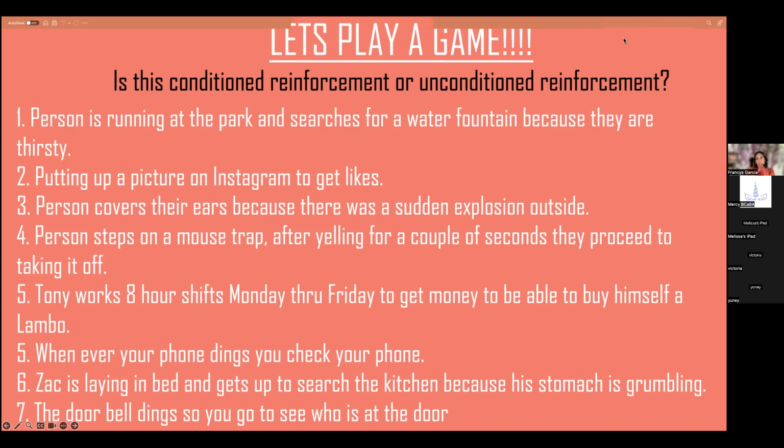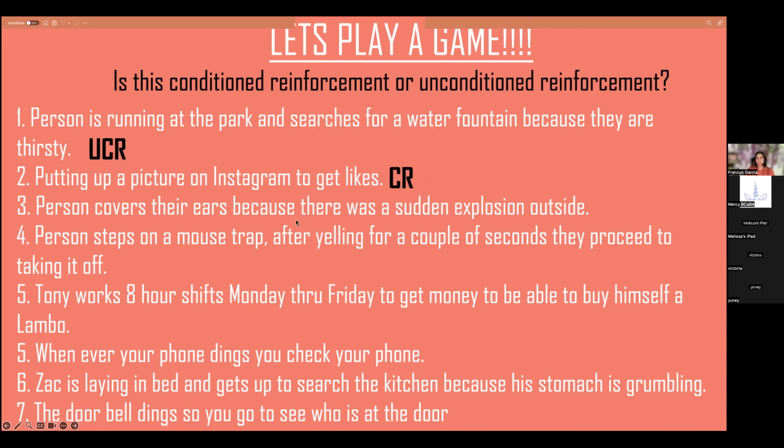Okay. So let's go over it. Number 1, the person is running at the park and searches for a water fountain because they are thirsty. Is it conditioned? Oh, well, there you go. It's unconditioned reinforcement. Number 2, putting up a picture on Instagram to get likes. Conditioned reinforcement or unconditioned reinforcement? This is conditioned reinforcement. You had to understand that this type of thing will give you reinforcement through a previous history of pairing and pairing and pairing.